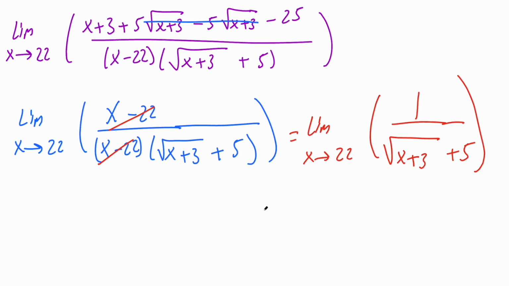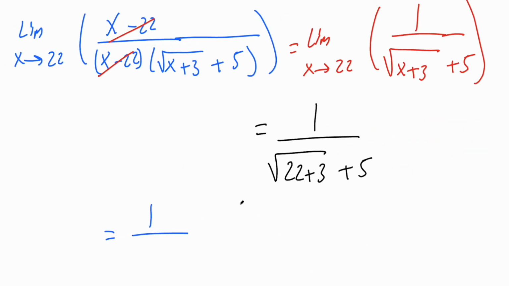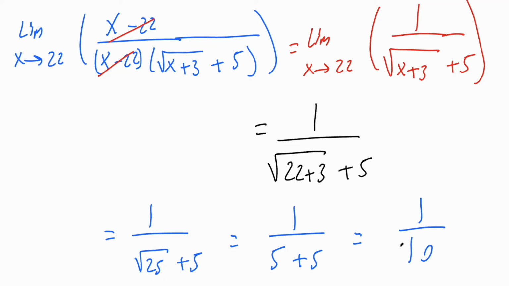And our last step is to plug in. So if I plug in 22 now, it works. So we have 1 divided by the square root of 22 plus 3, outside there's a plus 5. And so what we get is 1 divided by, 22 plus 3 is the square root of 25, outside plus 5, which is equal to, the square root of 25 is just 5. So 5 plus 5 gives us 10. So our final answer for that limit is 1 divided by 10. And that's all we need to do for this problem.